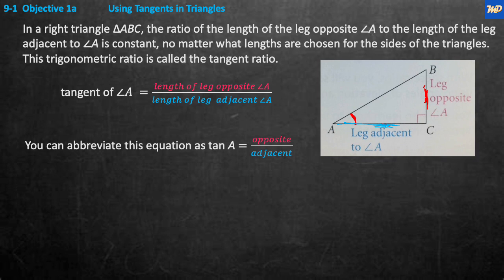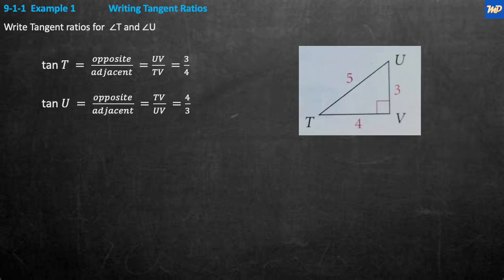So, here it says, and you can abbreviate this equation as the tan of A, the tangent of A. The tan of A is equal to the opposite divided by the adjacent. You'll have it shortened in that manner. Okay, example 1, writing tangent ratios. So write the tangent ratios for angle T and angle U. So V in this diagram in the box here is the right angle. These are all right angle triangles, basically, we're going to be talking about here. So that V is the right angle. T and U are not. The angles are not right angles.